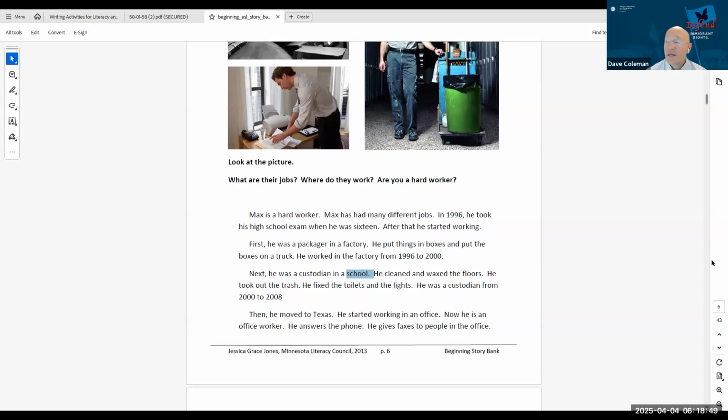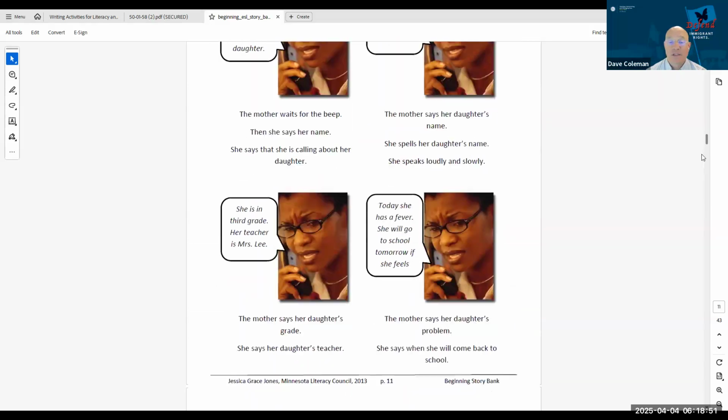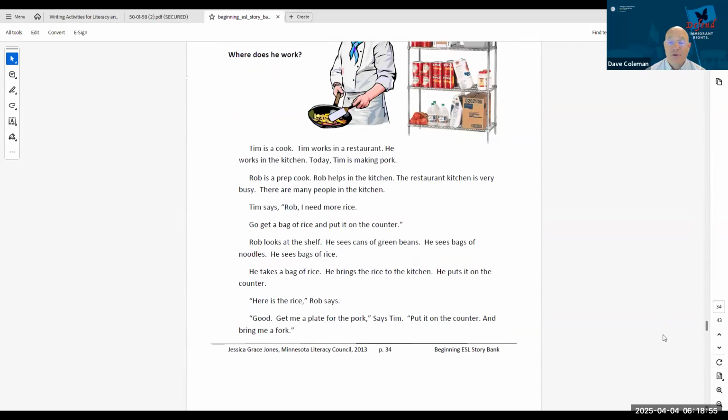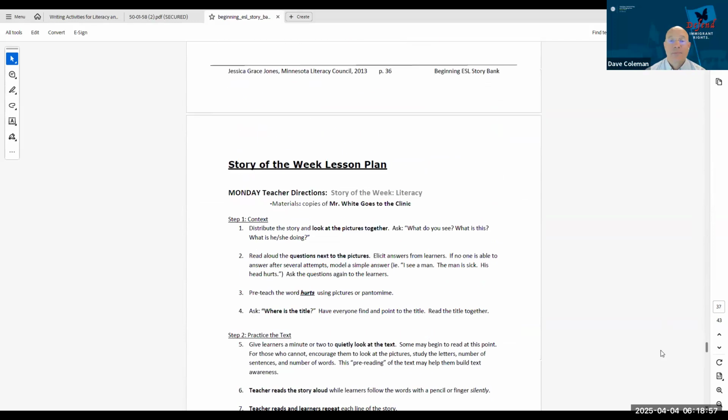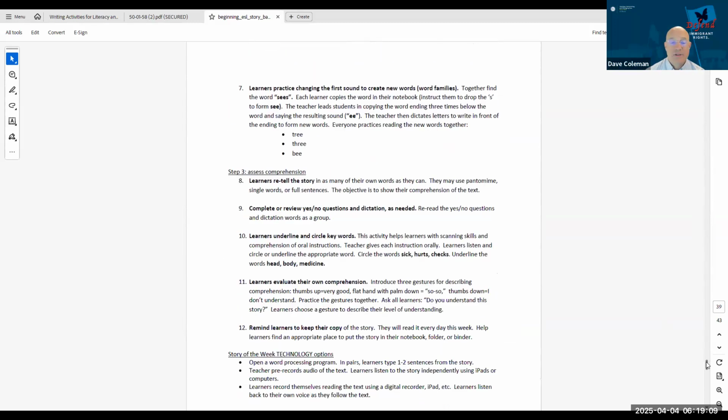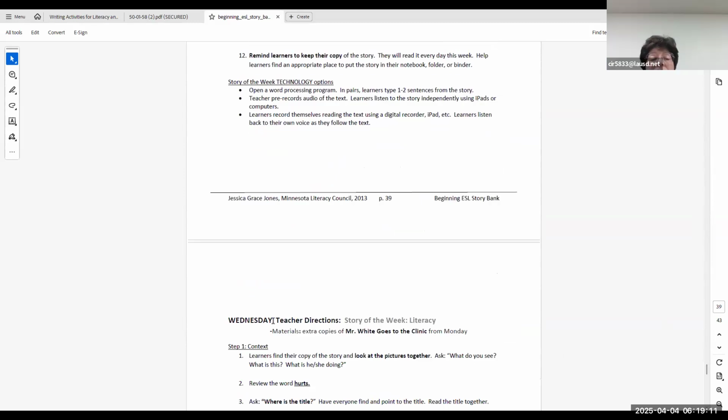And to do it, the key thing is, and they show this at the bottom of all these stories and pictures, right? At the very bottom, they give you the routine. This is your plan for the week. On Monday, this is what you do. On Tuesday, this is what you do. On Wednesday, this is what you do. This is for teaching literacy, and that's that Minnesota Literacy Project.